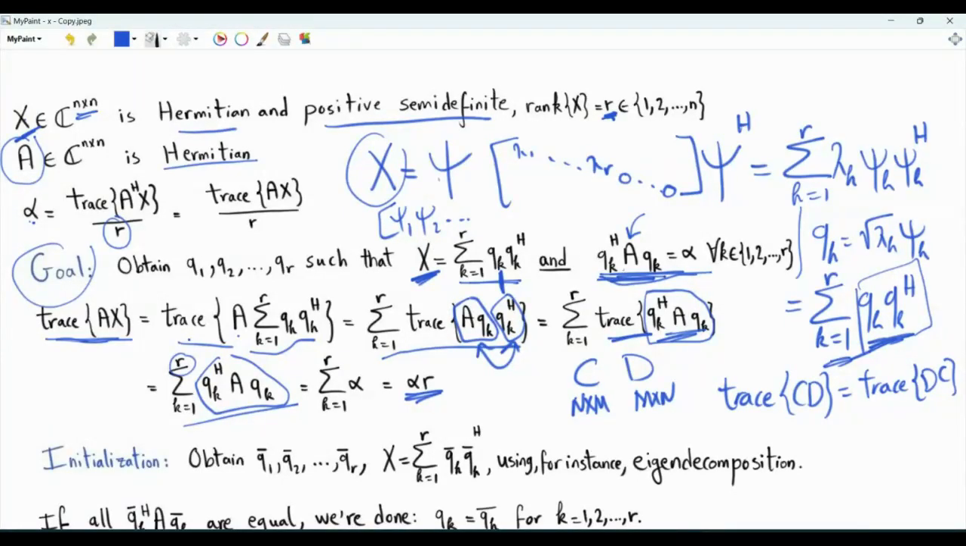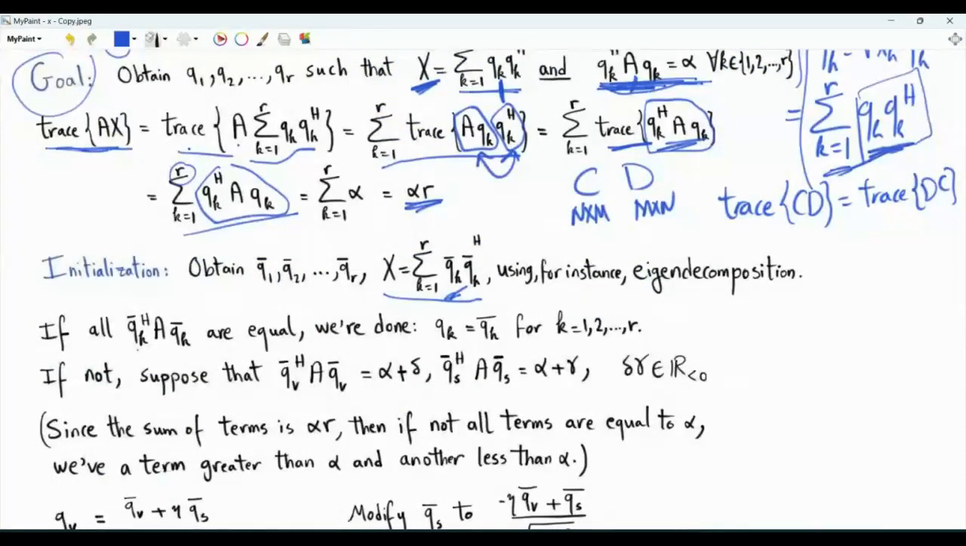The first step is simply to ignore the constraints and to write down X as a sum of outer products using, for example, this eigendecomposition or any other method. So initially, we ignore those constraints. Then our procedure will be to modify those Q bar vectors so that those constraints are satisfied. If Qk bar Hermitian A Qk bar is equal for every k, then this is actually what we want to achieve, and we are done.